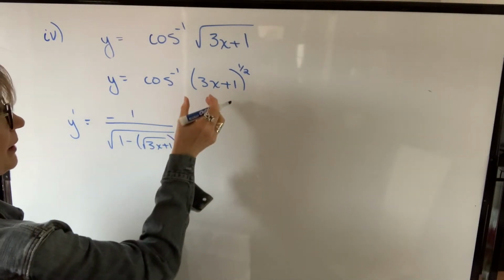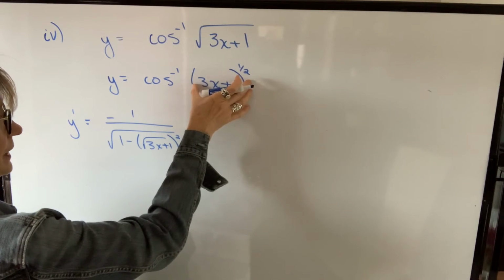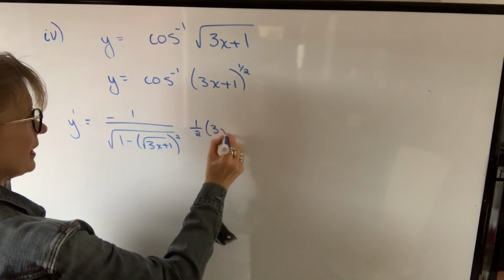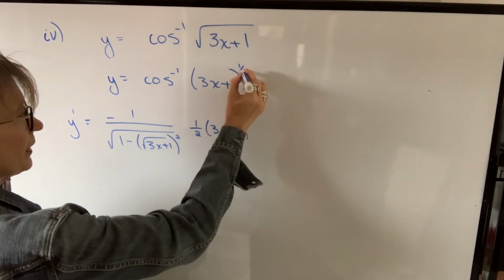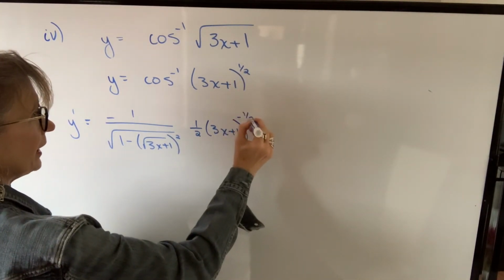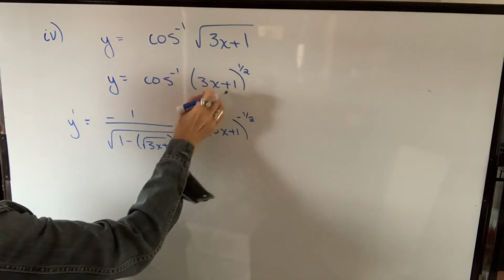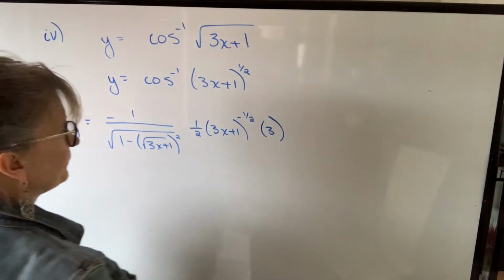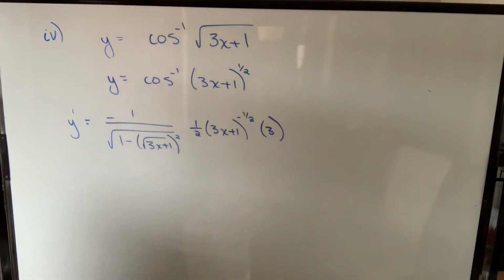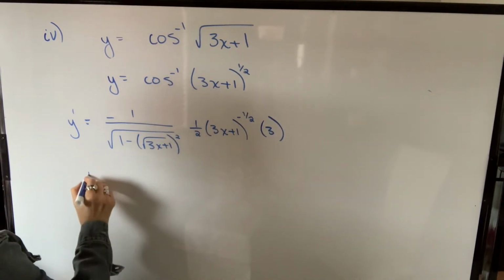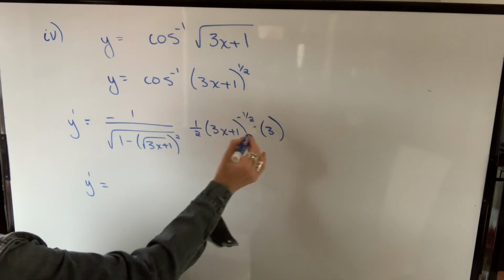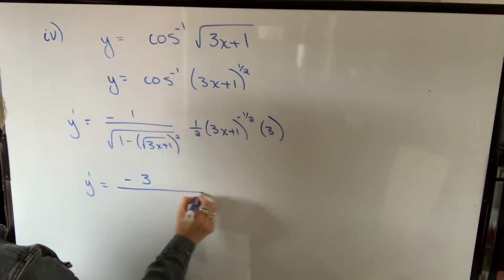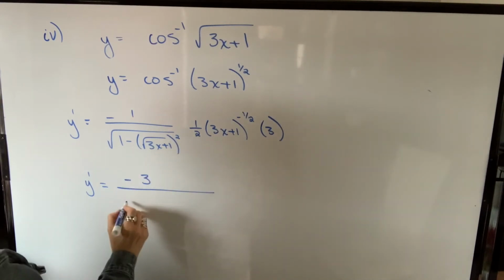Then I multiply by the derivative of this function, and it's a power, so the derivative will be 1/2 times 3x plus 1 to the 1/2 minus 1, so to the -1/2. Now I go inside the power and I multiply by the derivative of 3x plus 1, which is 3. Now we'll simplify. So the only thing that stays in the numerator is that 3, and it's negative. The 2 goes in the denominator.